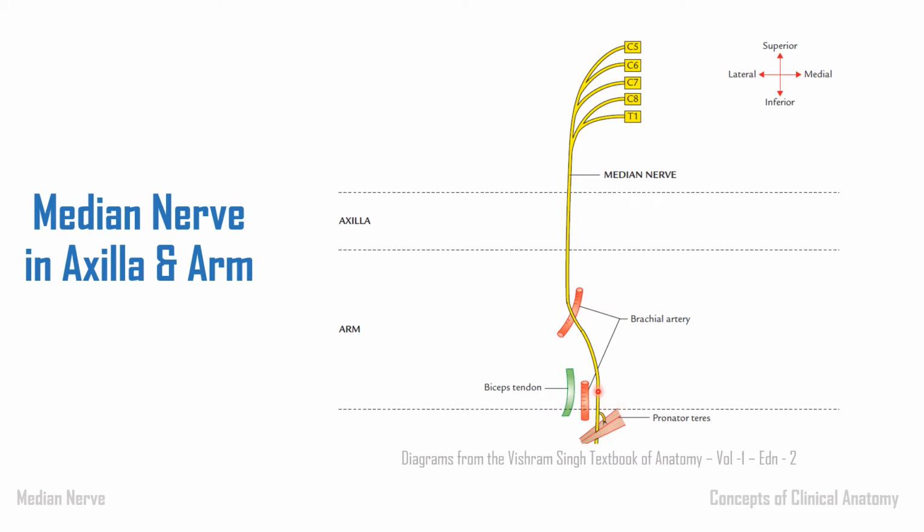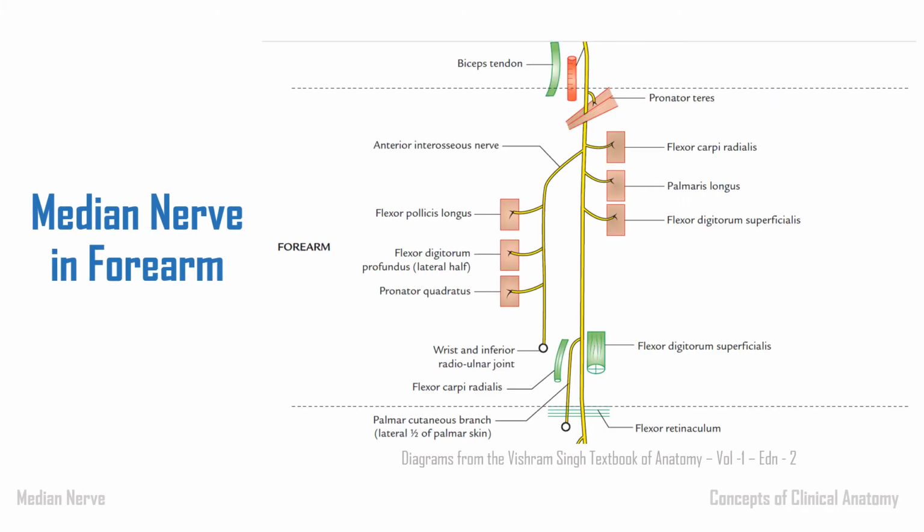Then the median nerve leaves the cubital fossa by passing through the two heads of pronator teres. After passing through the two heads of pronator teres, the median nerve lies between the superficial and deep layers of muscles. That is, it lies deep to the flexor digitorum superficialis. After it leaves the pronator teres muscle, it gives a deeper branch, known as the anterior interosseous nerve.